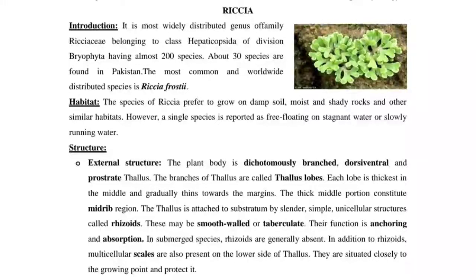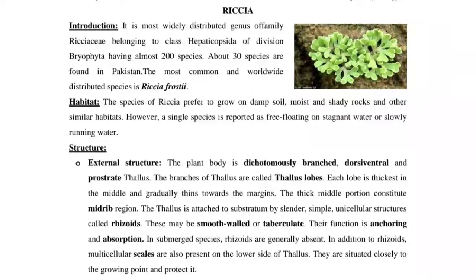Riccia introduction. It is the most widely distributed genus of family Ricciaceae belonging to class Hepaticopsida of division Bryophyta, having almost 200 species. About 30 species are found in Pakistan. The most common and worldwide distributed species is Riccia frostii.